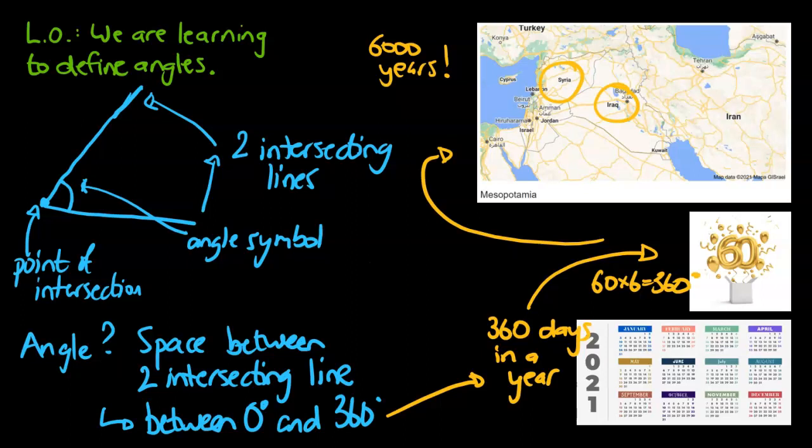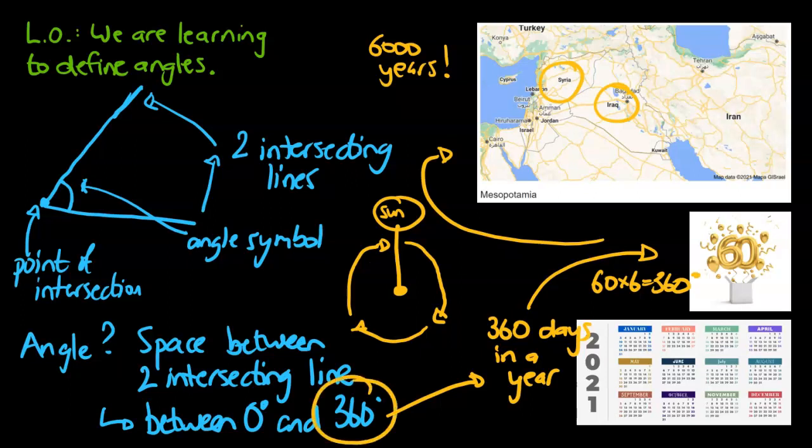So thanks to these guys, 6,000 years ago, we know that a full circle, so if you think of our starting point, there's one line of intersection and there's our point of intersection. As the line goes around, it's drifting around, as it drifts around even more, a full circle, or 1 year, maybe up the top there was the sun. That full revolution takes 360 degrees, and that's where that number comes from today.